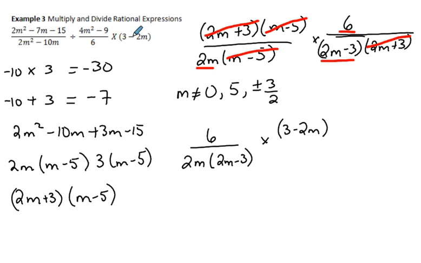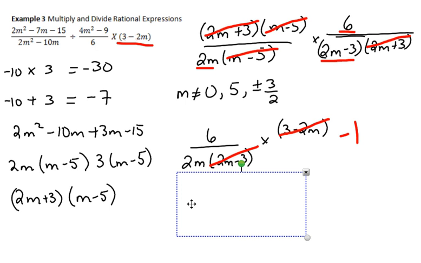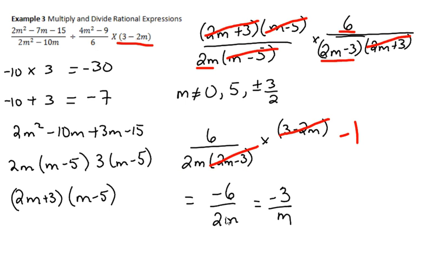Now I'm going to bring in this second part of the equation here. Okay, so I'm multiplying it by 3 minus 2m. Don't forget that that's over an invisible 1. So when I multiply these straight across, what I can do is simplify. Now you'll notice from last section that this is a positive 3, this is a negative 3. This is negative 2m. This is positive 2m. These are those opposite factors that are going to reduce and give us negative 1 as an answer. So now I have negative 1 multiplied by 6 over 2m, which becomes negative 6 over 2m. Simplify and I get negative 3 over m.